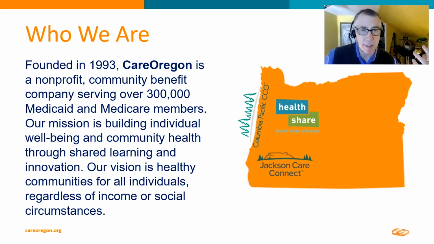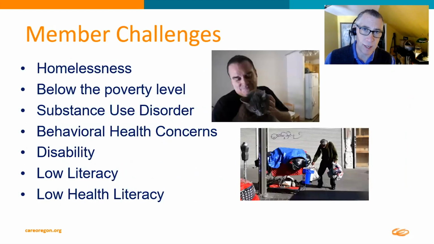Our purpose at CareOregon is to make sure that we are able to provide health and well-being for those folks, regardless of income or whatever their social circumstances might be. And there are a lot of challenges, social determinants of health that impact the lion's share of our members. Here's just a handful of the factors that folks tend to deal with.